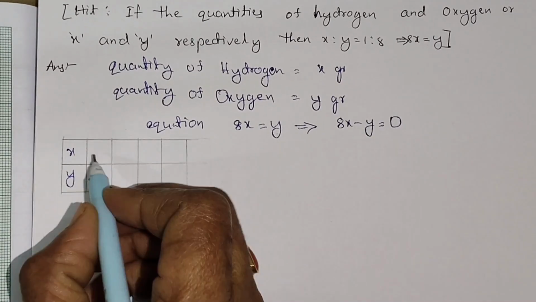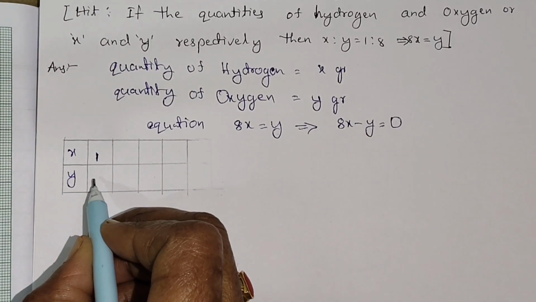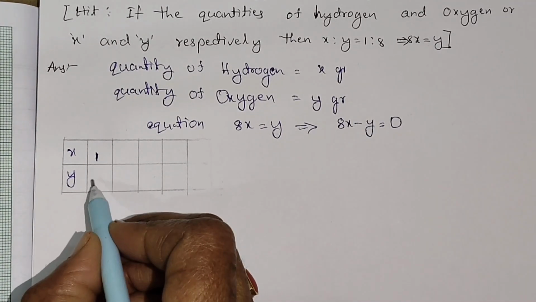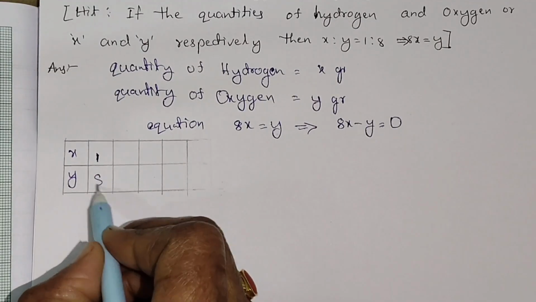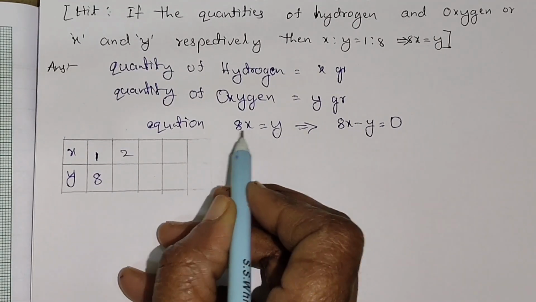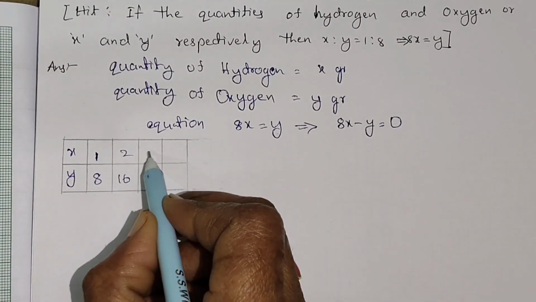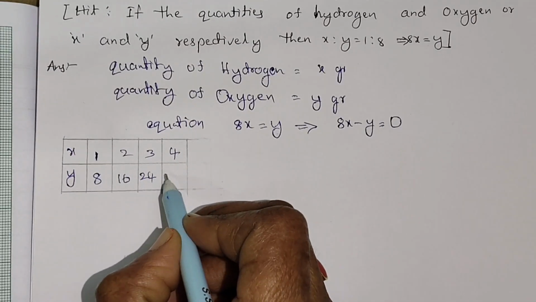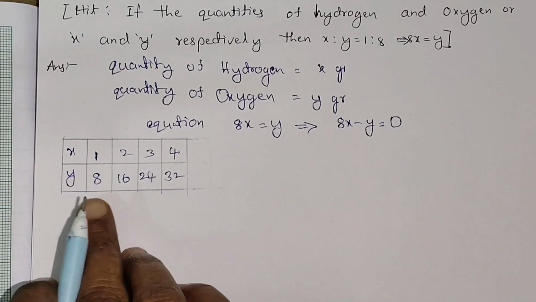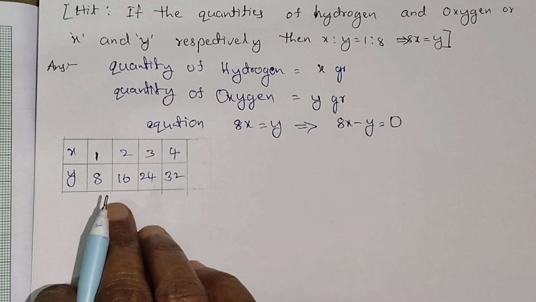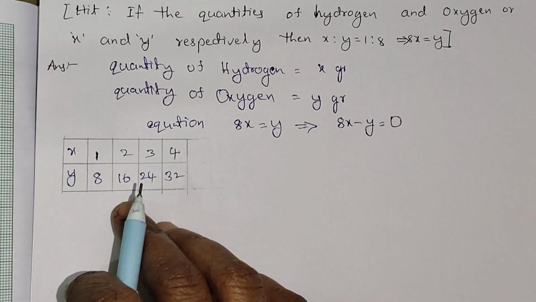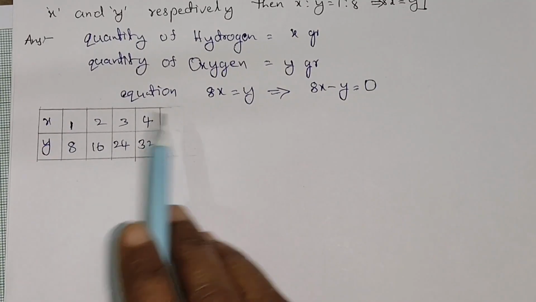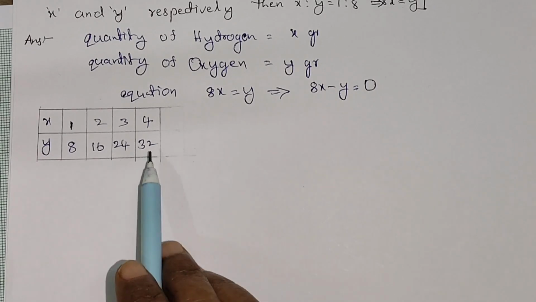Here x equal to 1 means y is equal to 8, 1 into 8, 8. Next x equal to 2, 2 into 8, 16. X equal to 3, 8 3s are 24. X equal to 4, 32. Here these 4 are the points. Now use these 4 and draw the line. The x values are 1 to 4 and y values are 8 to 32.